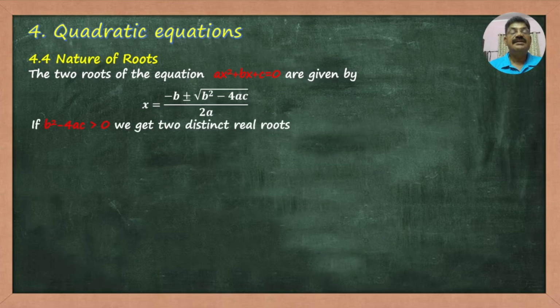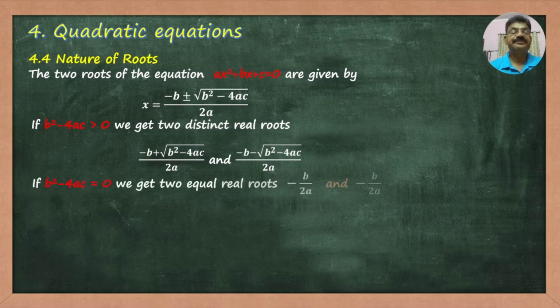Now, look at this b square minus 4ac, which is in the radical sign. If b square minus 4ac is greater than 0, since it is in the radical sign, if it is a positive number, you can find the square root of it. Therefore, in that case, we get two distinct real roots. And they are minus b plus square root of b square minus 4ac divided by 2a and minus b minus square root of b square minus 4ac divided by 2a.